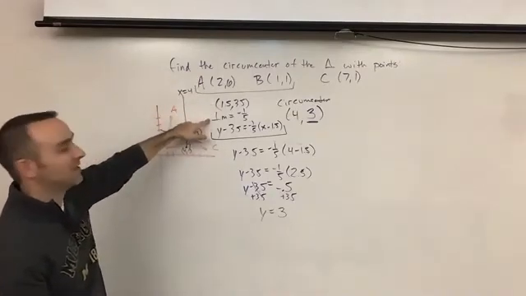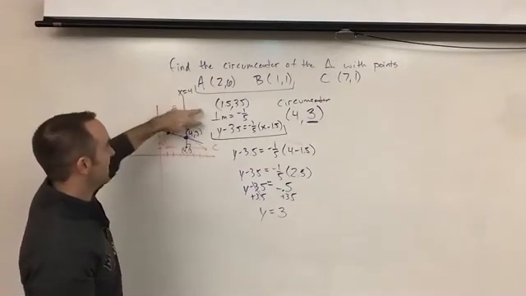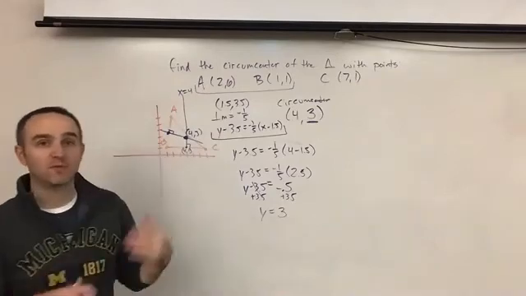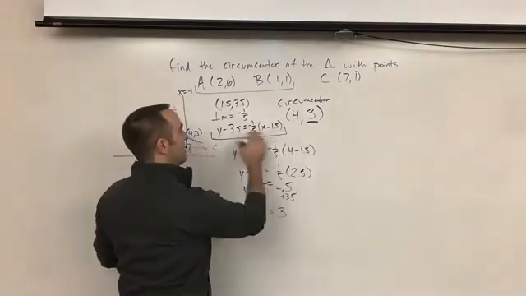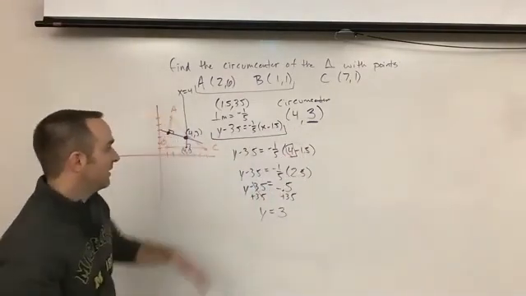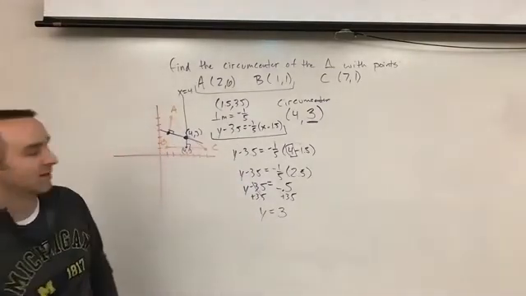I found the perpendicular slope. So I found the slope of AB, made it perpendicular. I took those two. I put it into point slope form. I didn't even change it over to slope intercept. Didn't have to. Kept it in point slope. I plugged in what I knew, which was that 4 for x, and then I solved it for y to get our circumcenter at 4, 3.